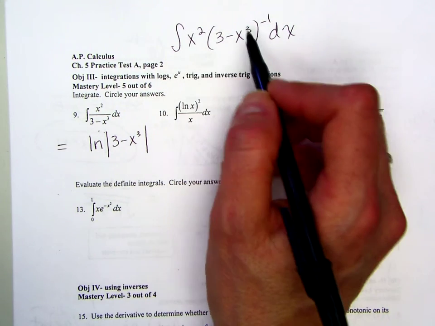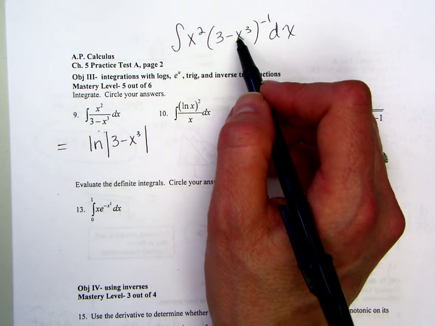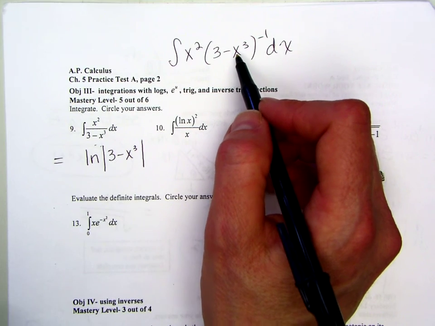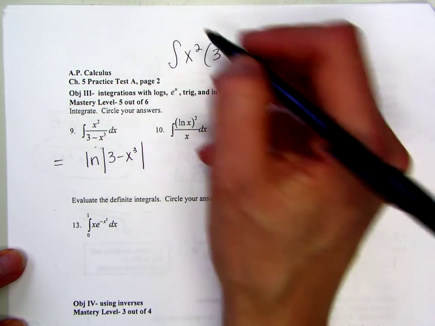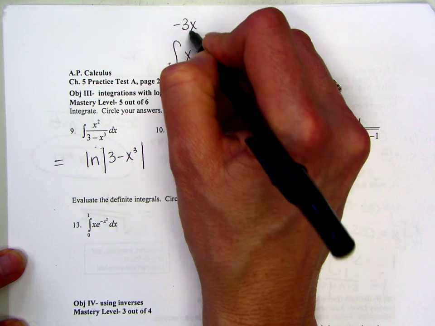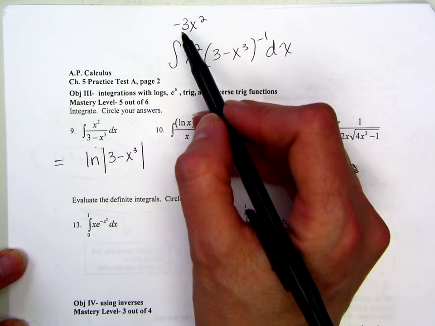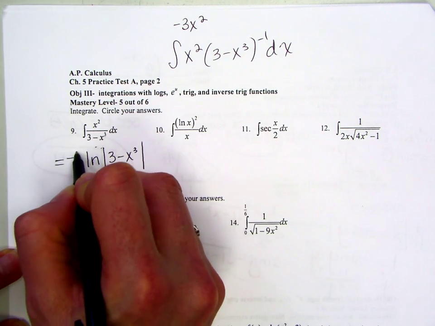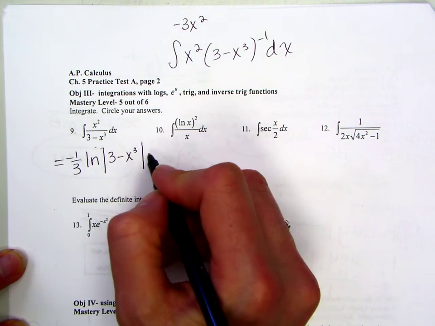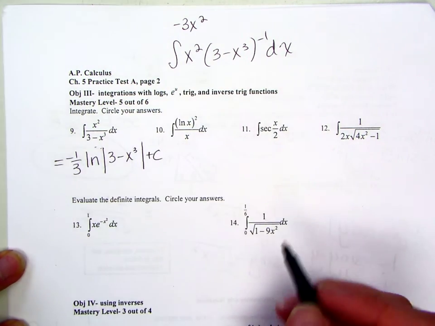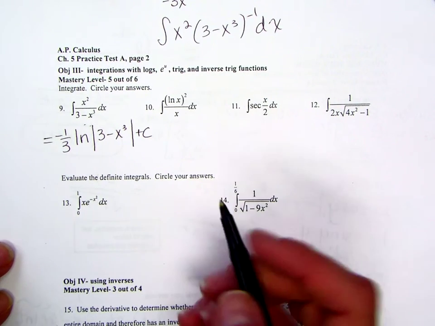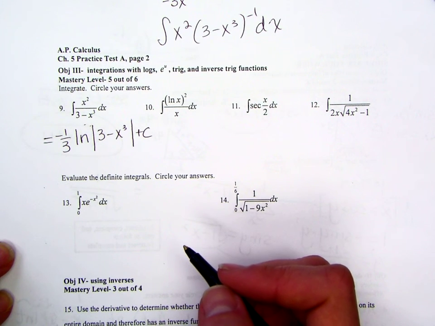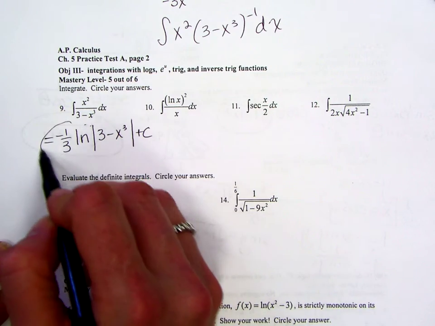Now again, this is coming from the derivative of the inside, that whole reverse chain rule thing. What is the real derivative of the inside? -3x squared. So how do we make a -3 go away? -1/3 out front. And then of course we don't want to forget our constant of integration. So that would be your final answer for number 9.